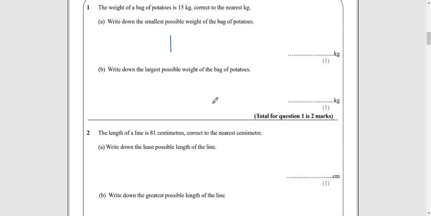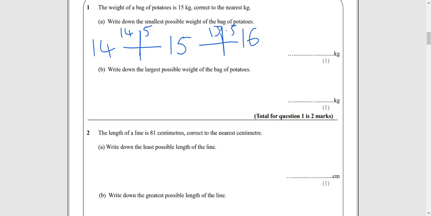So what I'm going to do is put 15 in the middle. It was to the nearest 1 kilo. So I'm going to put 16 at this end and 14 at this end. So I've added 1, taken away 1. Now my error interval is the bits in the middle. What is in between 14 and 15? 14.5.